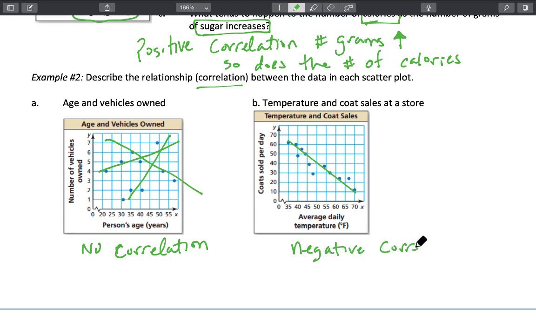In other words, when the temperature increases, the number of coats sold is going to decrease. We'll use some arrow notation there just to imply our increasing and our decreasing.